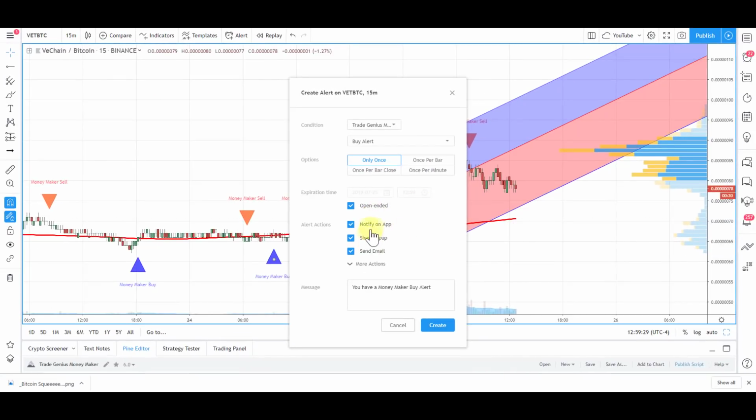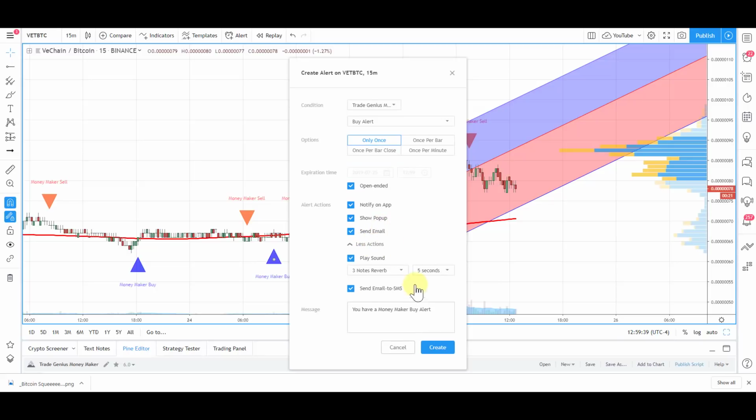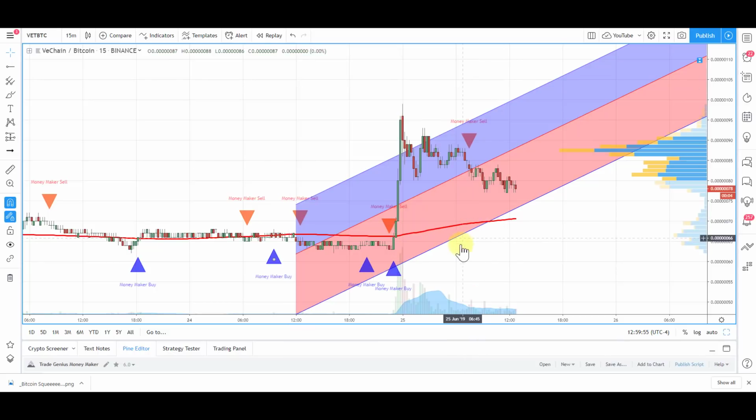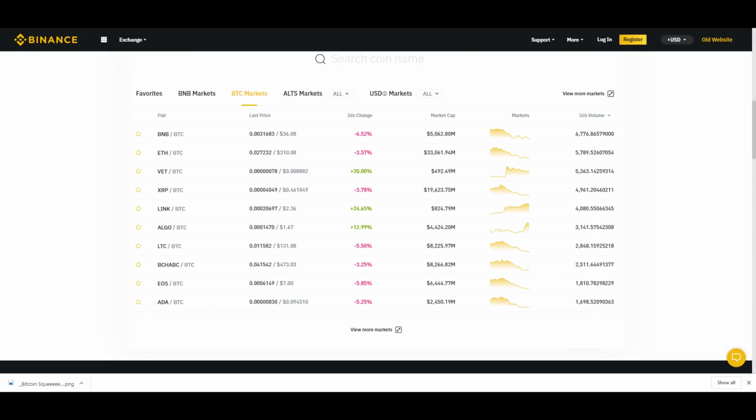Now, depending on your level of subscription on TradingView, you'll have different options here, but you can be notified on the mobile app. You can show a pop-up. You can send yourself an email. You can play a sound. And down here, you can change the wording. It defaults to you have a Moneymaker buy alert. You could say VET on this particular one. But anyway, that allows you to set that indicator up.